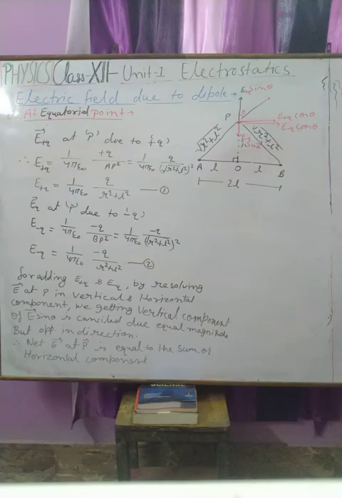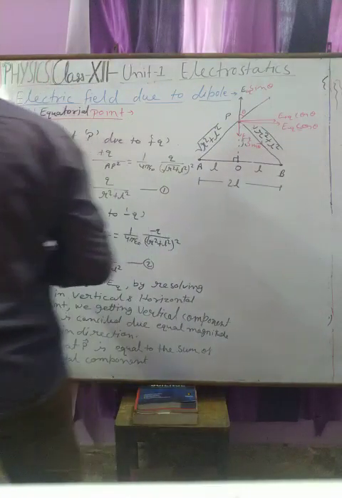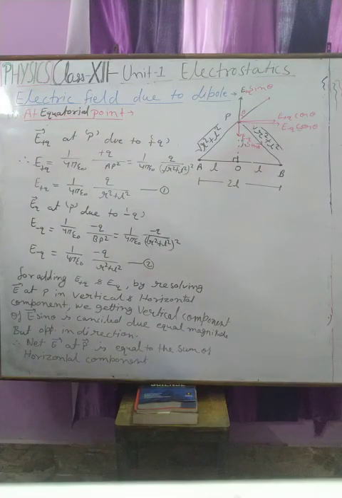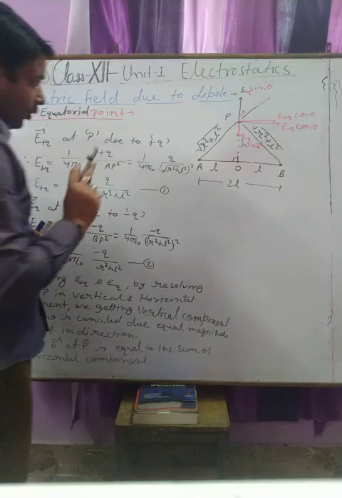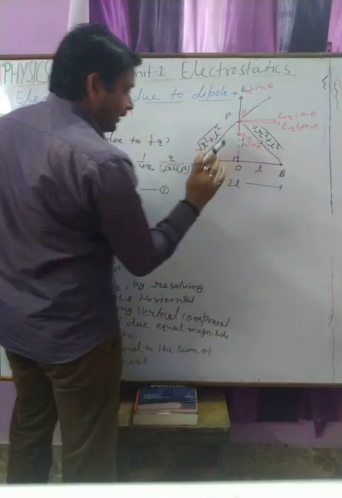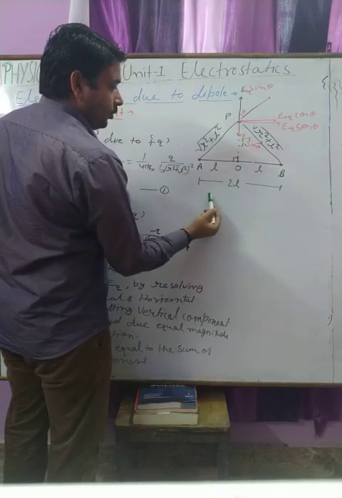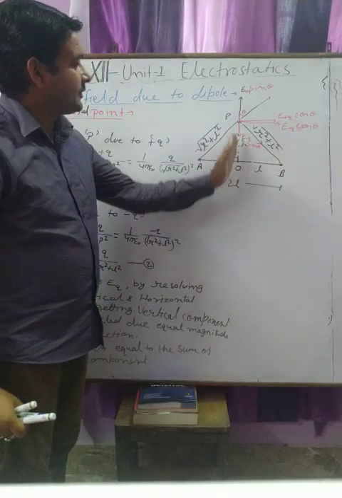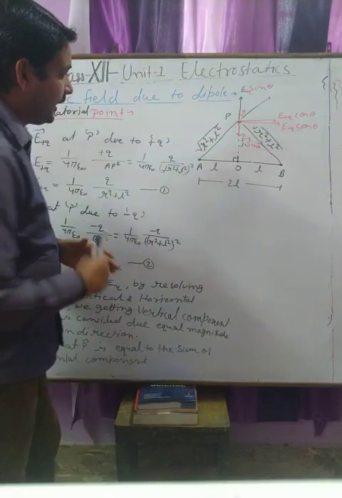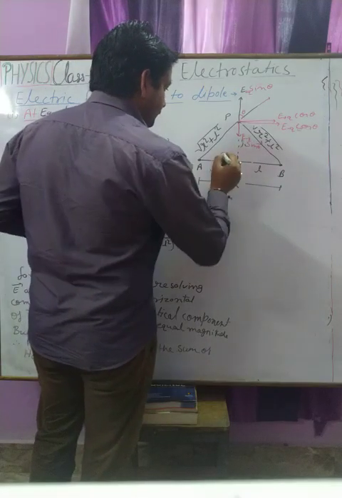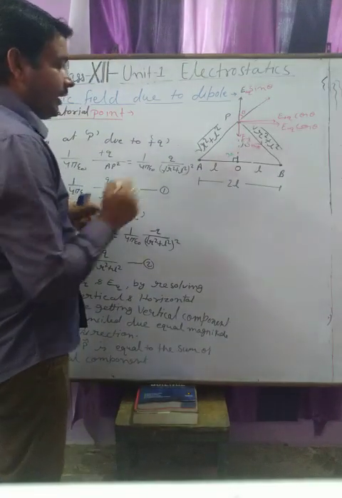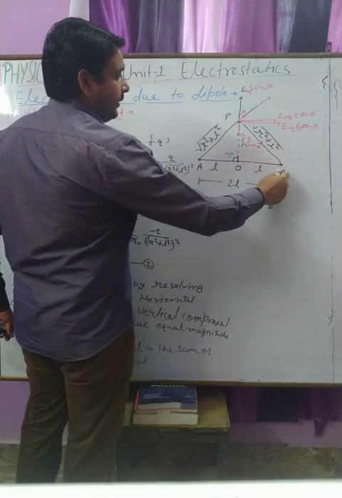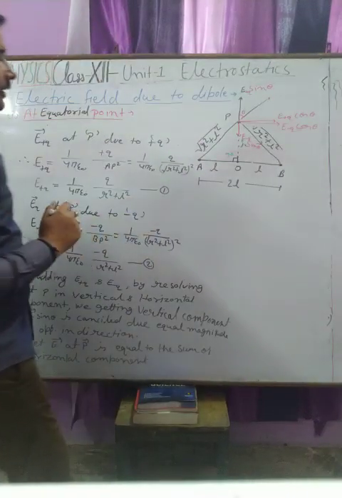Now we are calculating the electric field due to a dipole at an equatorial point. First we form the dipole AB with separation distance 2L. From the center, a perpendicular line is drawn, which is known as the equatorial line. By using the Pythagoras theorem, we calculate the distance from A to P as the square root of R square plus L square, and from B to P also the square root of R square plus L square.